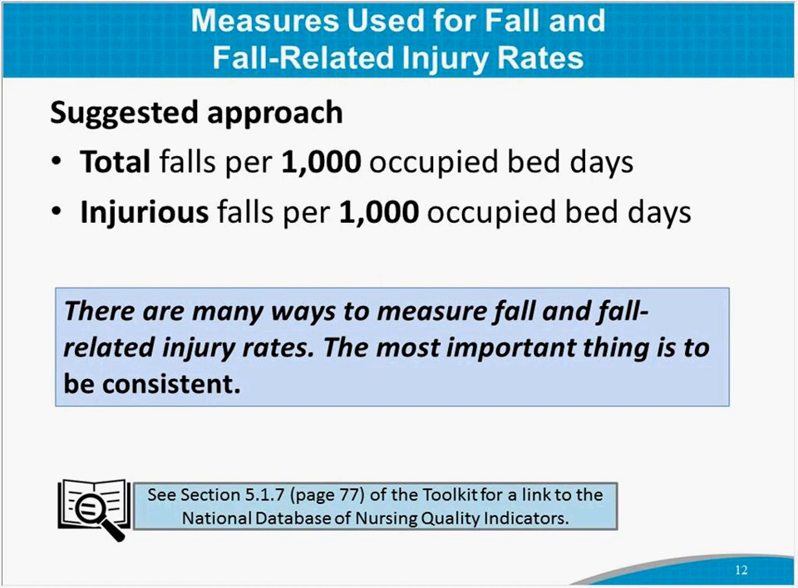And you can look at section 5.1.7 of the toolkit to look at the national database of national quality indicators for some more information on how this could be done. And we list a page number there, which it may or may not be exactly that same page when you go to the toolkit, but we want you to know this resource exists.